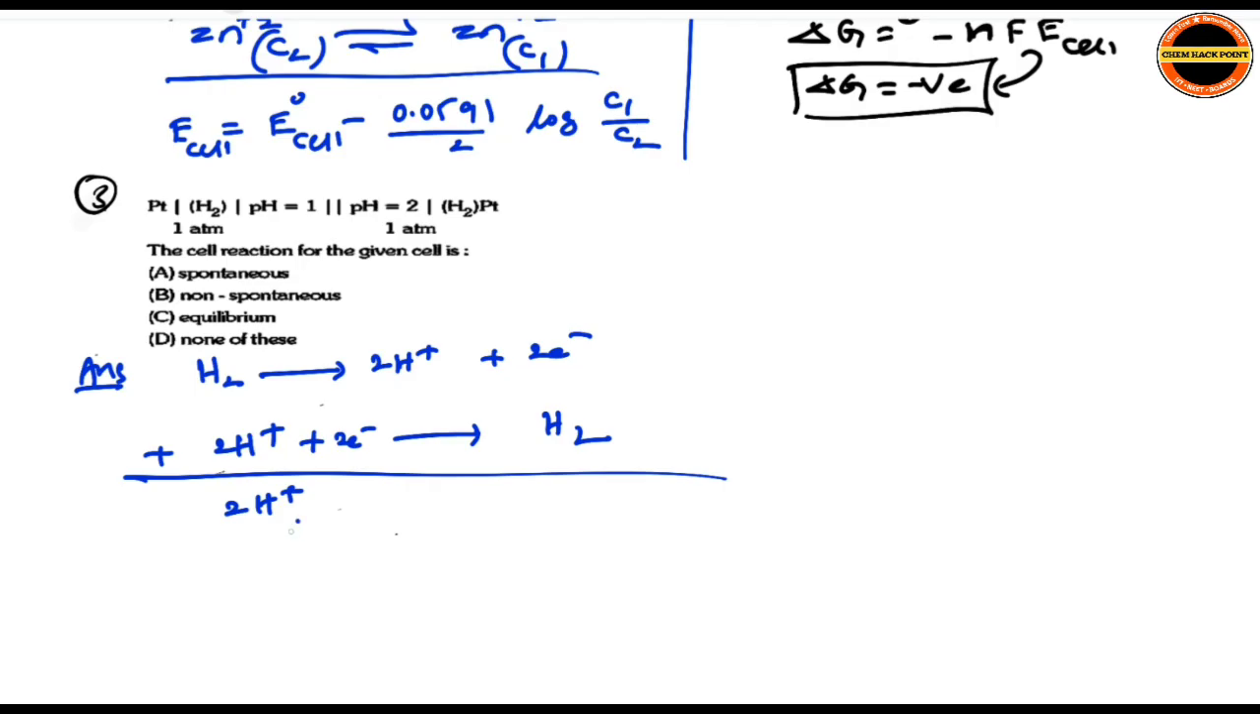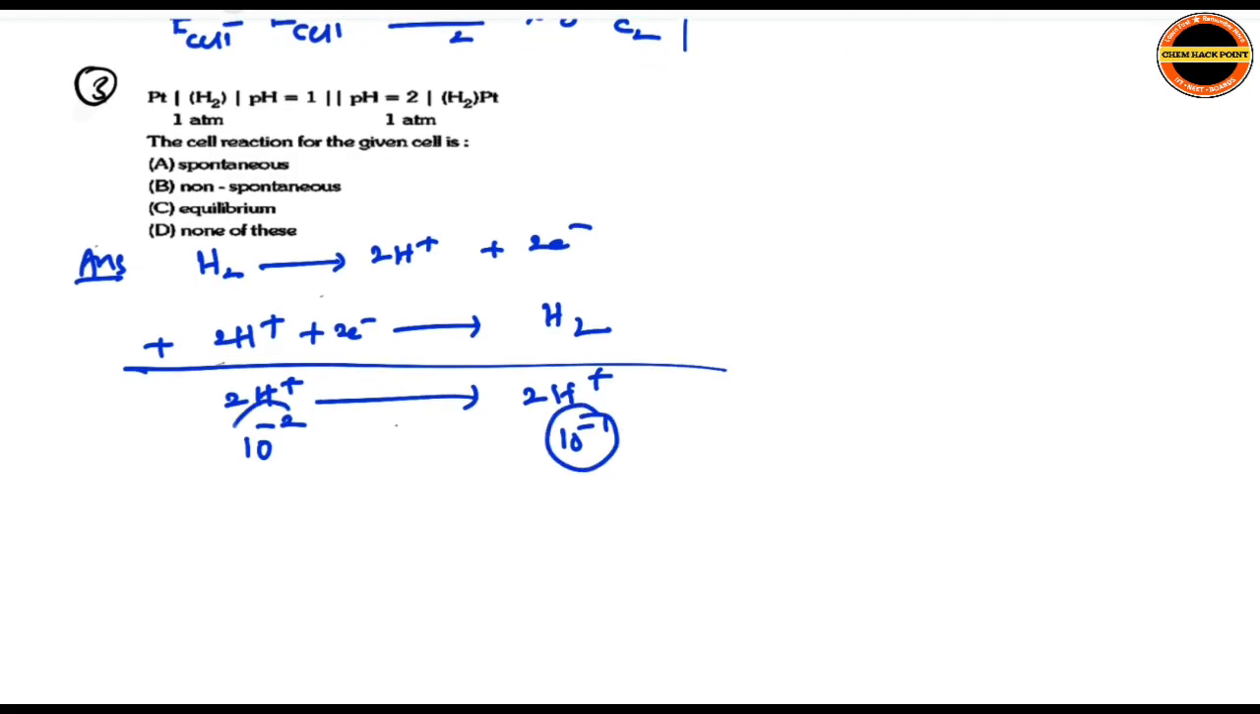Here 2H+ concentrations are different. What is the concentration here? 10 power minus 3, 10 power minus 1. See now, the values here: pH is equal to 1 they gave, pH is equal to 2 they gave. So if pH is 2, the concentration is 10 power minus 2, and for pH 1 it is 10 power minus 1.